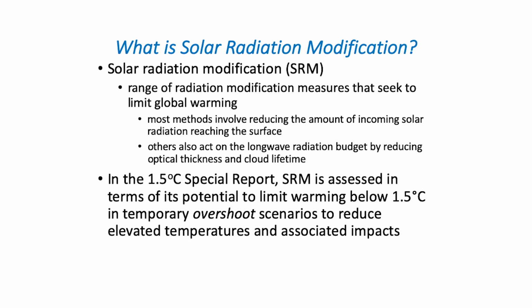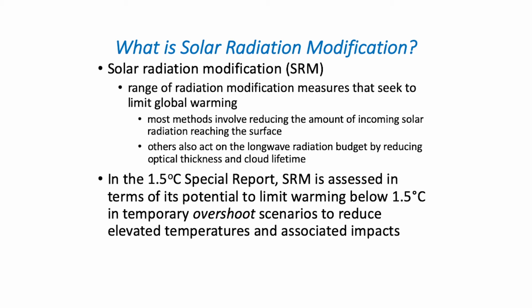In their 1.5 special report, the IPCC assessed several greenhouse gas emission pathways consistent with limiting global warming to 1.5 degrees Celsius by the end of the century. And in some of these pathways, called overshoot pathways, the warming exceeds 1.5 degrees Celsius before the end of the century, but returning to this level of warming by 2100.